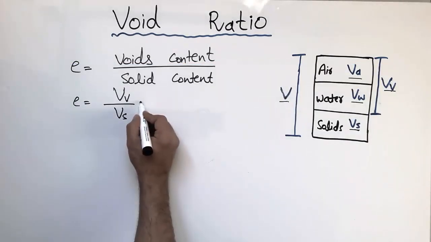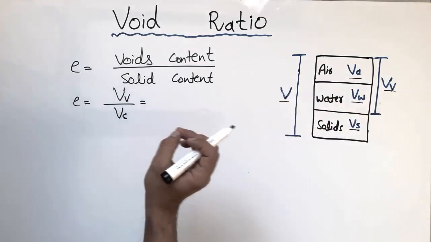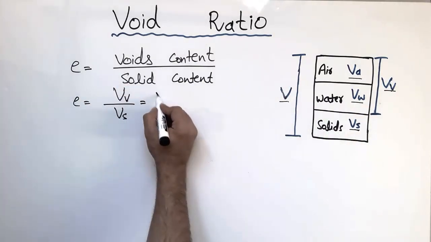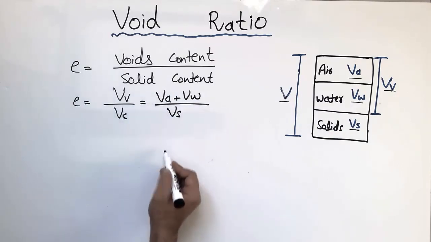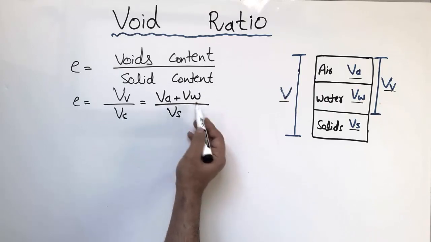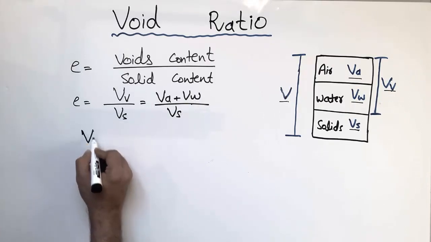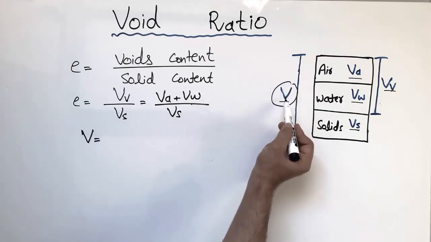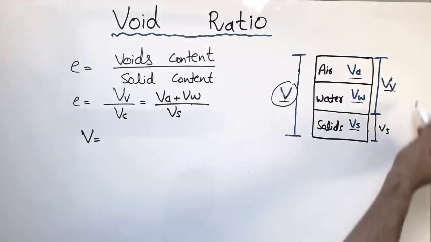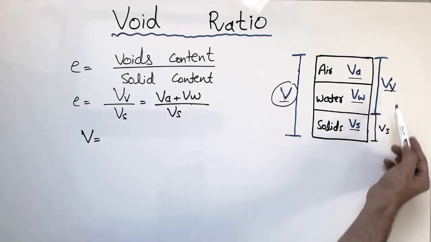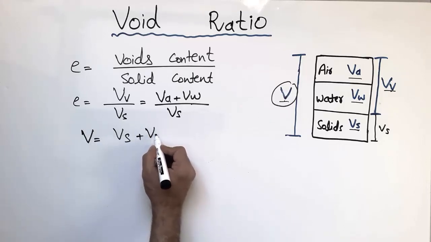And I can also write here that the volume of the voids, we know, is a combination of the air and water. So I can write it here: volume of the air plus volume of the water, to the volume of the solids. So this is another definition of the void ratio. I can also write it in this form, that the total volume is basically the combination of the volume of the voids and the volume of the solids. This total volume of the soil mass is the combination of volume of voids and volume of solid. Total volume is equal to the volume of solid plus volume of voids.